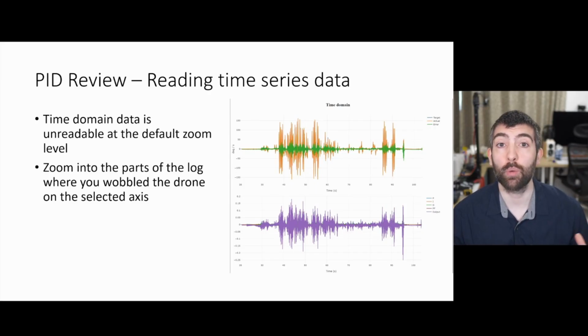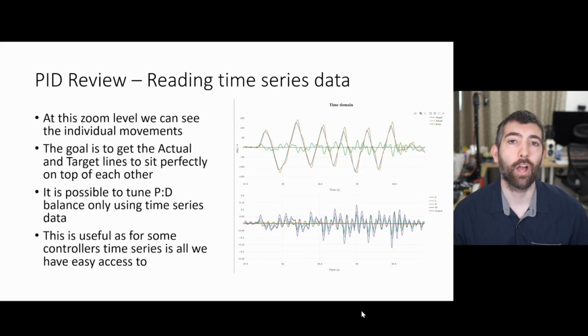You're going to zoom into a part of the flight where you were doing those sharp wobbles on the roll axis. Once you've zoomed in to the right amount, you should see a chart that looks something like this. You should be able to see the target in blue, the actual in orange, and the error in green. The goal is to get the actual to sit directly on top of the target, and that's what we're going to be trying to do as we go through our PID tuning process.